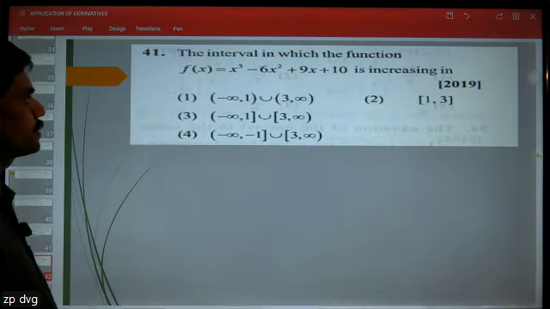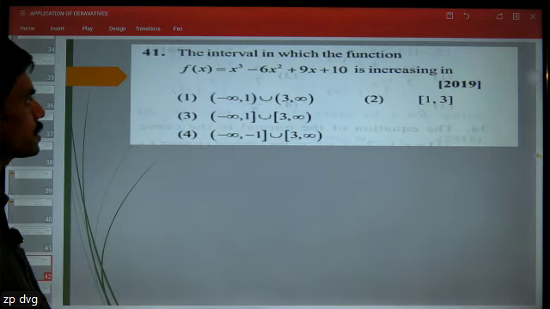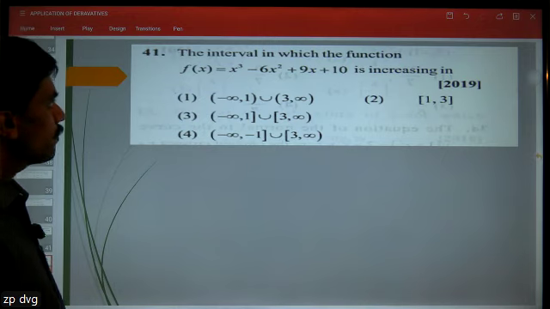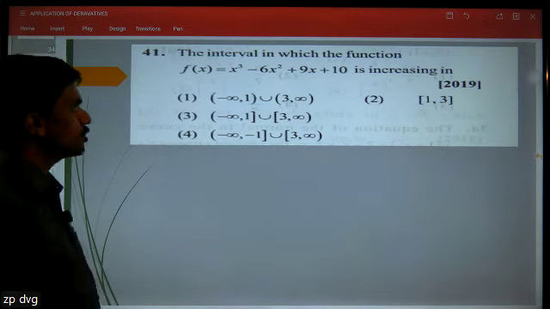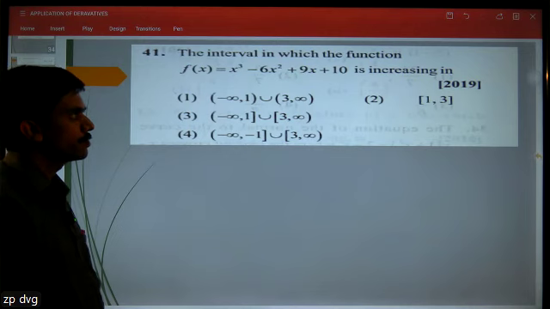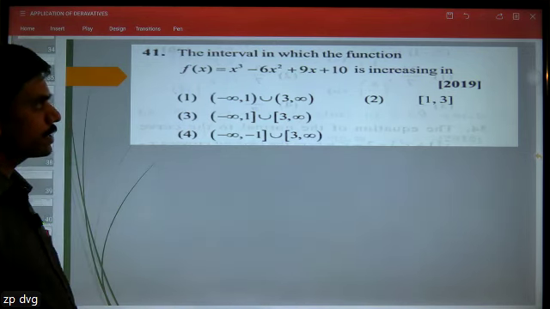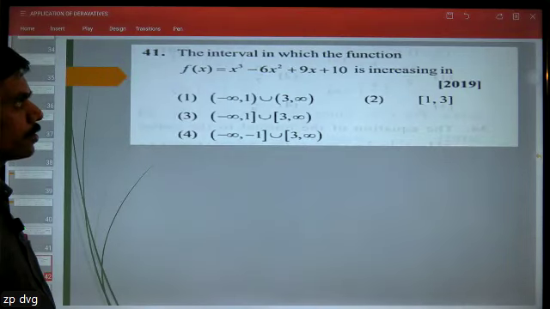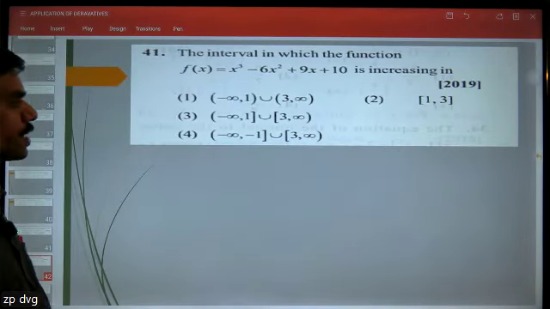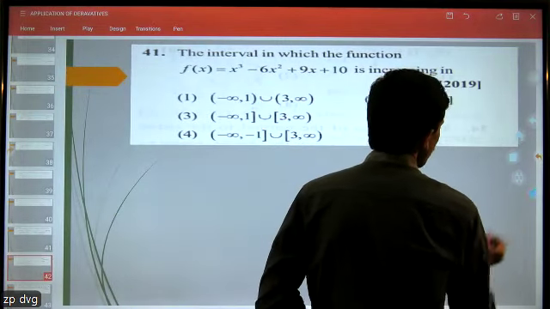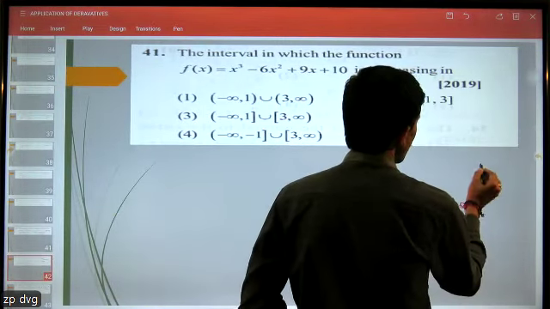The interval in which the function f of x equal to x cube minus 6x square plus 9x plus 10 is increasing in. For this, we have to take f dash of x greater than or equal to 0. If they given strictly increasing, we have to take greater than 0. If they given only increasing, we have to take f dash of x greater than or equal to 0.